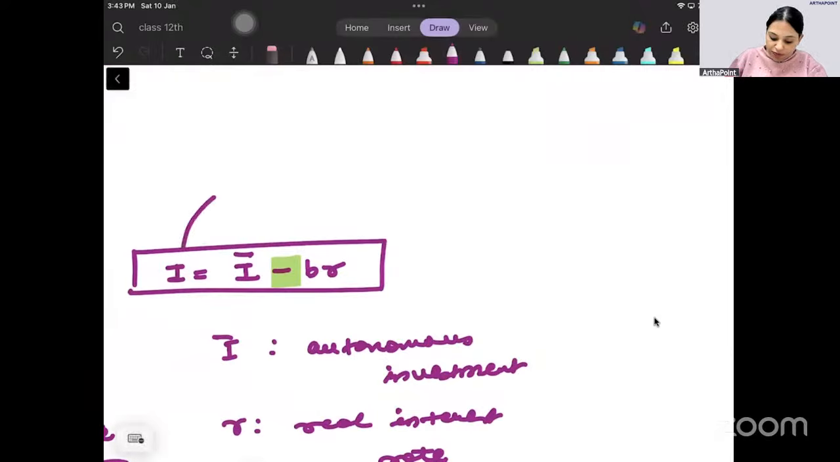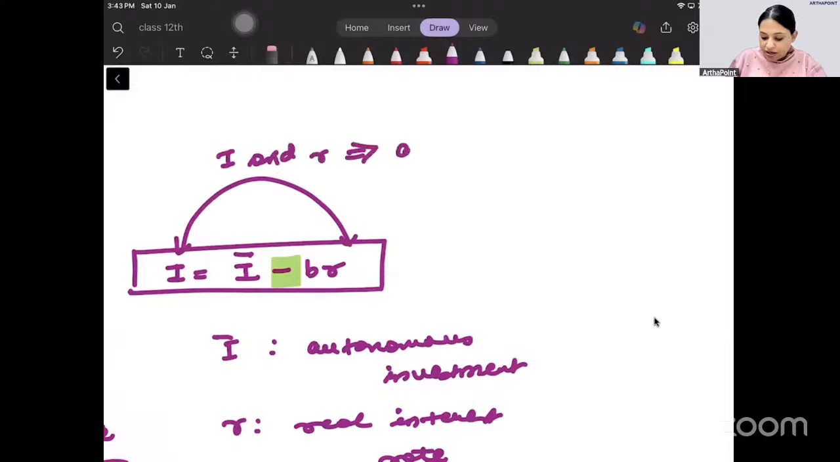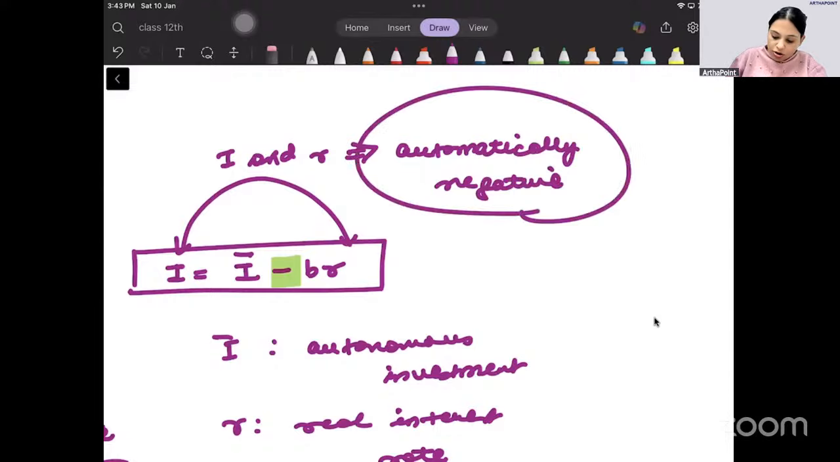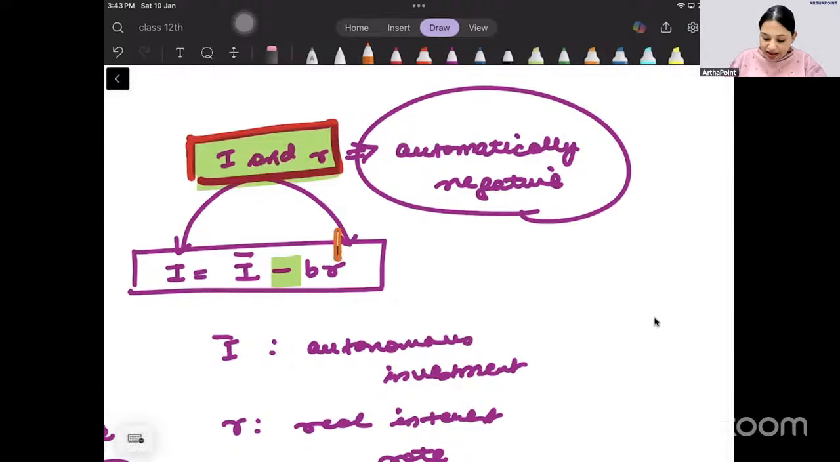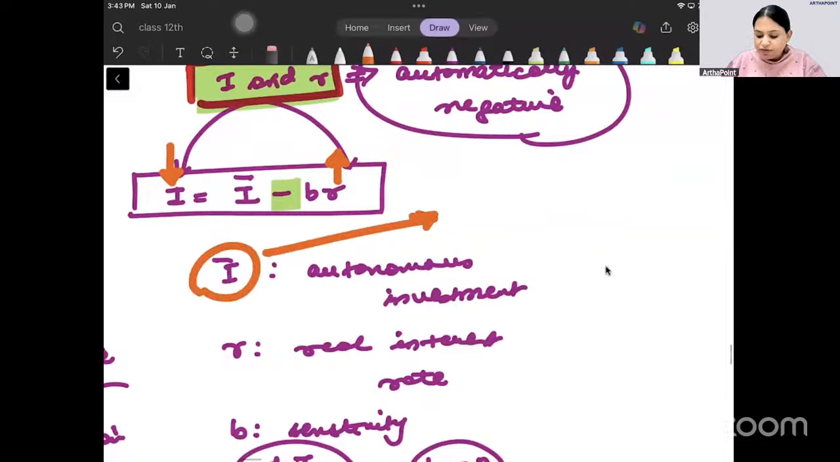So the relation between investment and interest rate automatically becomes negative. Automatically investment और interest rate का बीच का relationship negative हो जाता है, which means as interest rate increases, investment decreases and vice versa. ठीक है. Now, what is autonomous investment? Autonomous investment माने it is an investment which you will do irrespective of interest rate. ठीक है. The second part that we have is something which depends on interest rate.